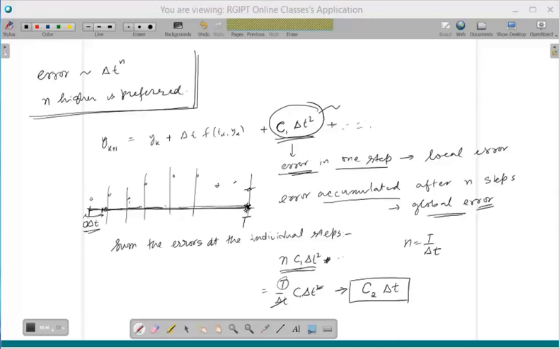So if you look at the global error with respect to the step size, if your local error is second order, the global error will be first order. So the global error is always one order less as compared to the local error.